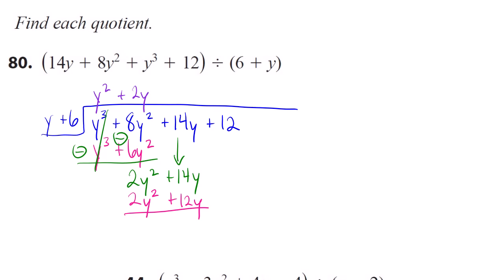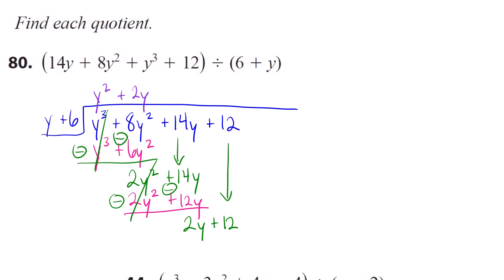So now we subtract, which means we change the signs here. So this is going to turn to a negative. This will also turn to a negative. 2y squared minus 2y squared cancels out. 14y minus 12y is 2y. Bring down the 12.